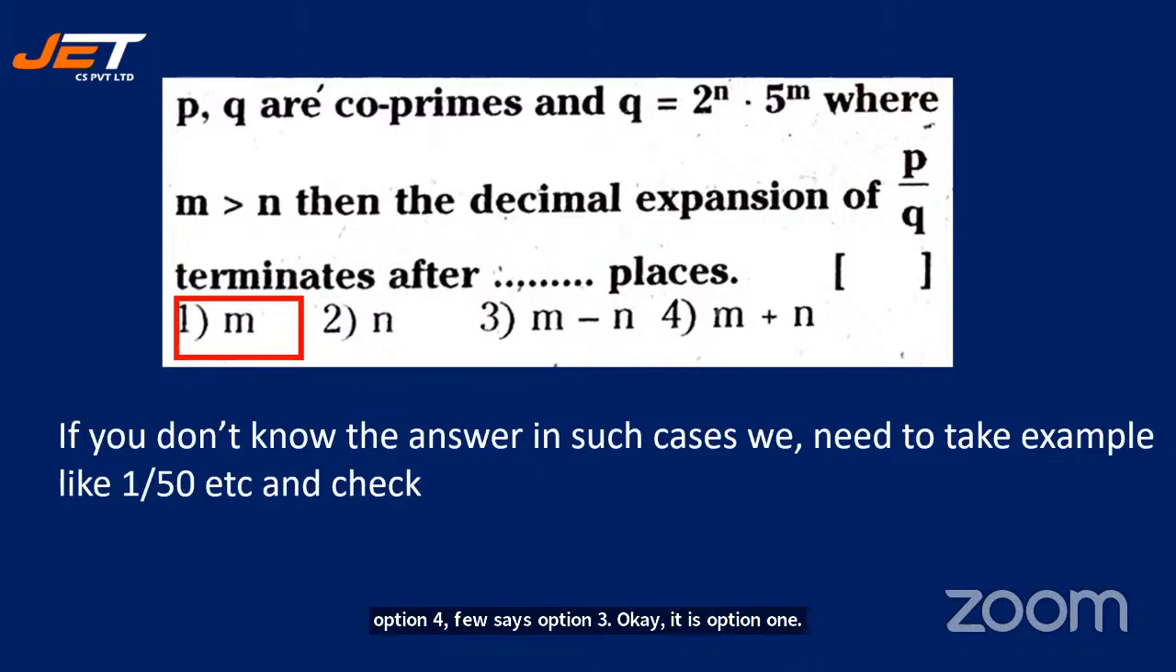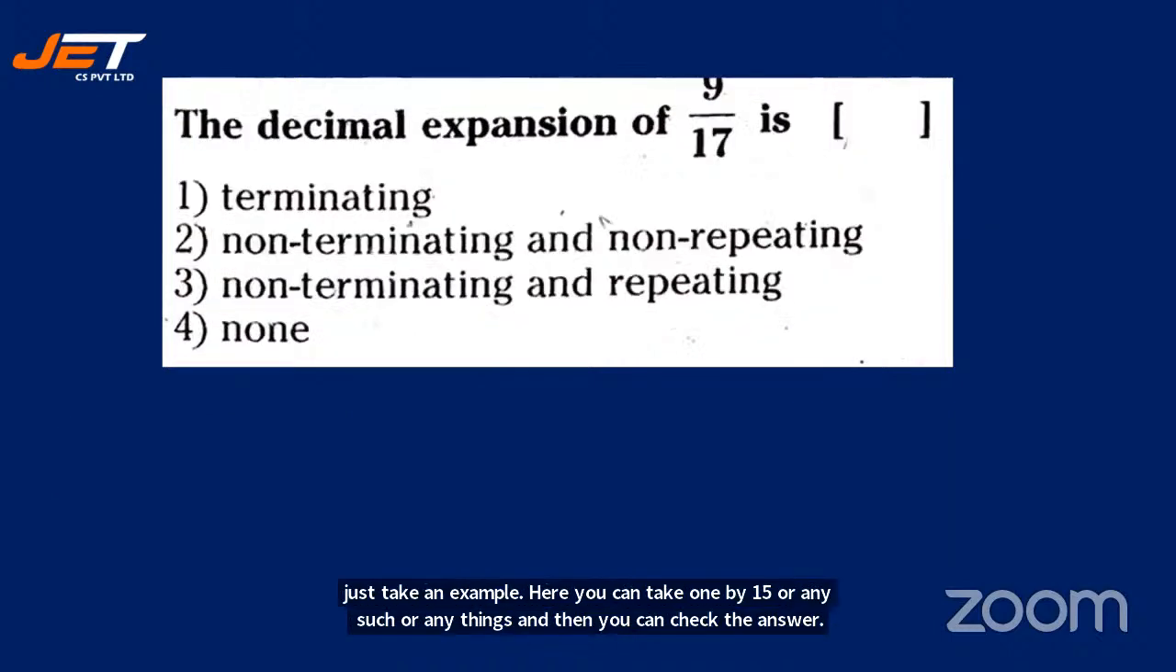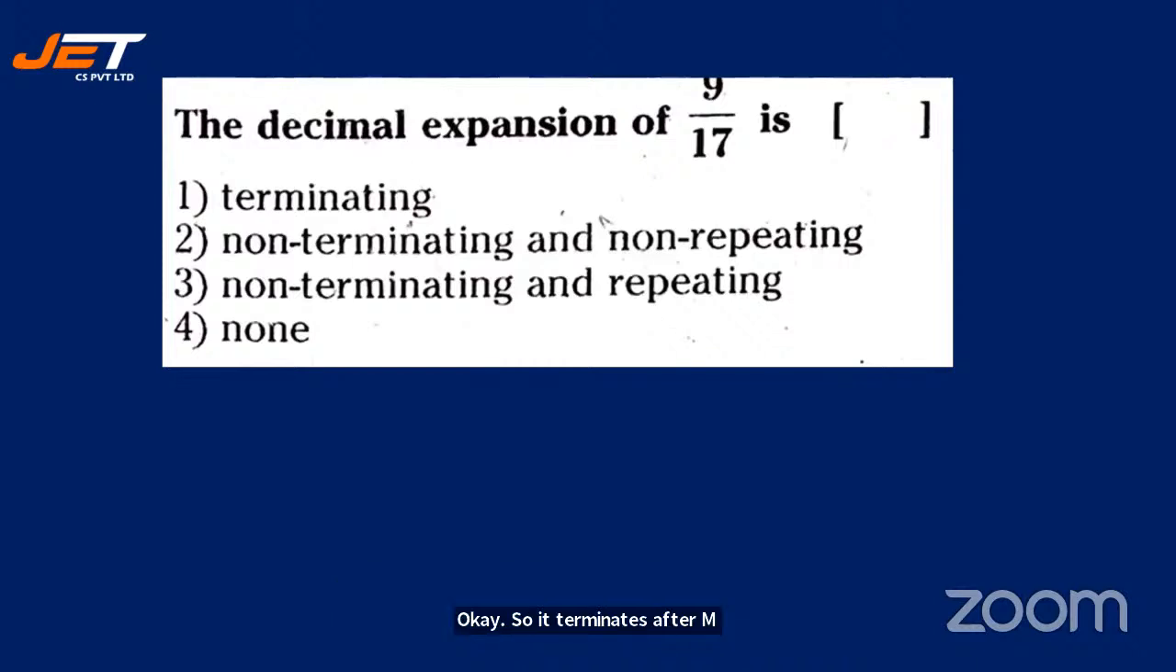If you don't know the answer in such cases, you need to take an example like 1 by 50. Supposing in a few problems we may not know how to find out which option is right, in that case you can just take an example. Here you can take 1 by 50 or any such thing, and then you can check the answer. So it terminates after m places. Perfect. See the next question.